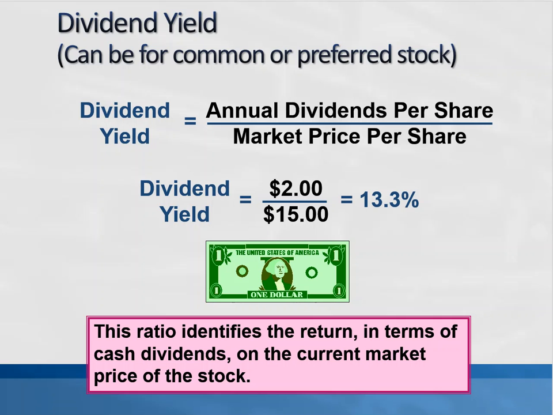Dividend yield: you take your average dividends per share divided by the market price per share, and that will give you a yield. So it tells you in general, if you find a company that has a higher return, that would be preferable because you want to get a high return on your investment. So a higher dividend yield means you'll get your money back faster.